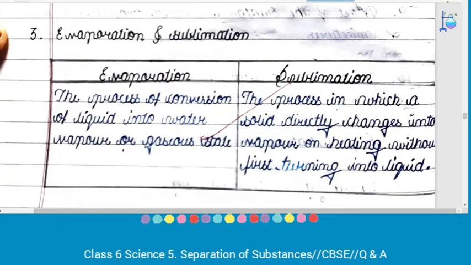Third difference, evaporation and sublimation. What is evaporation? The process of conversion of liquid into water vapor or gaseous state is evaporation. What is sublimation? Sublimation is the process by which solid directly changes into vapor on heating without first turning into liquid. So evaporation turns liquid to vapor, whereas sublimation turns solid to vapor.